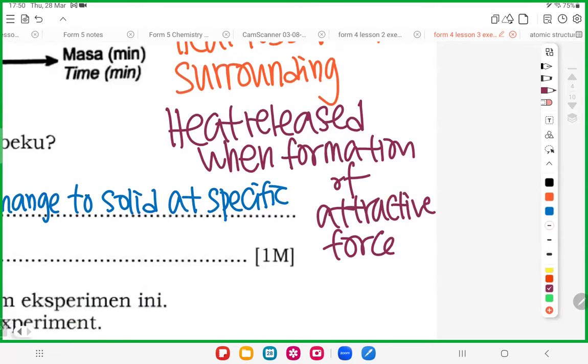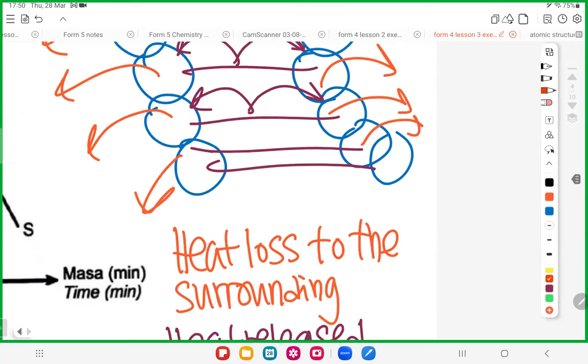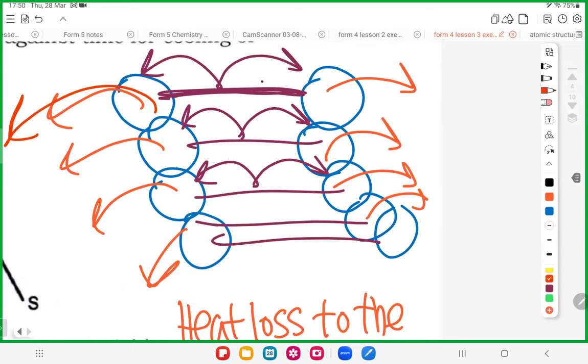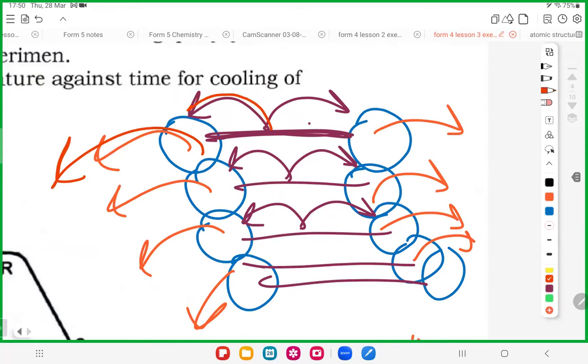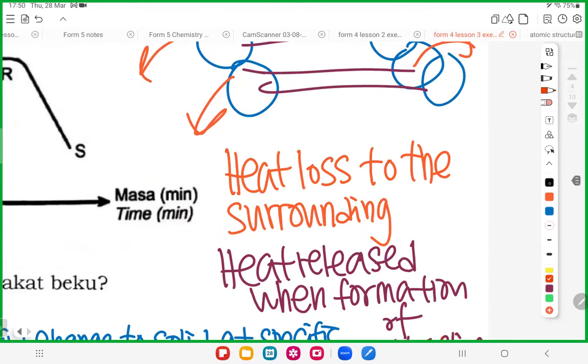Why does the liquid want to join together? You want to form solid. And you want to tell people the heat that you throw away to the surrounding is exactly the same as the energy you got back. Like 3 joule here, you get back 3 joule here. So they are the same. Same, you use the word balance.